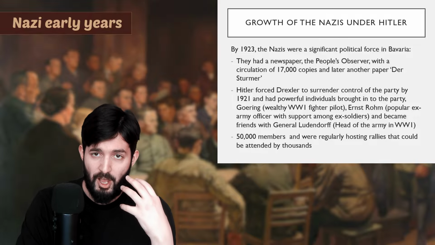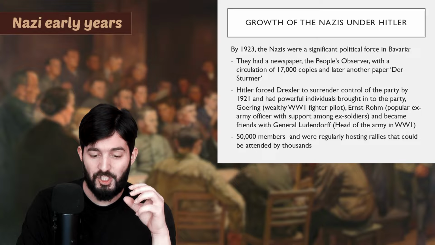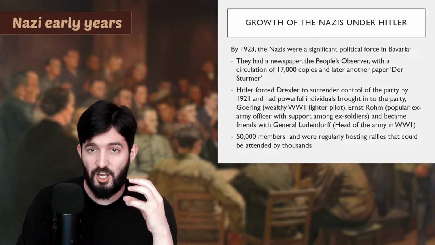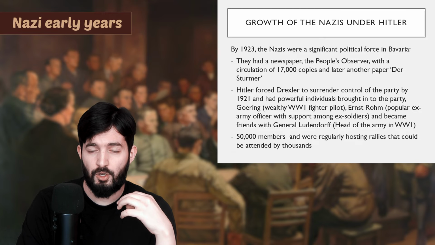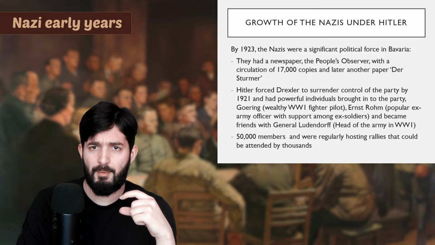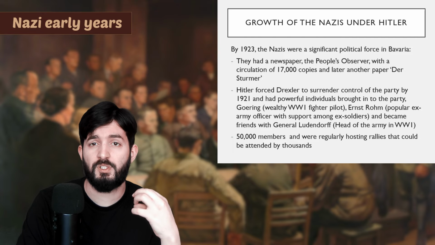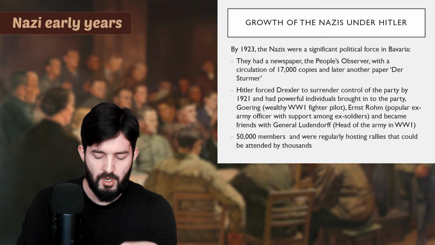Lastly, as a reflection of all of this, the Nazis now have 50,000 members, and as a consequence are regularly hosting these large-scale rallies and events and meetings that are being attended on a regular basis by thousands of people. And so by 1923, the Nazis are now becoming a genuine political force in Bavaria, and are known by most people in the city of Munich, for example.